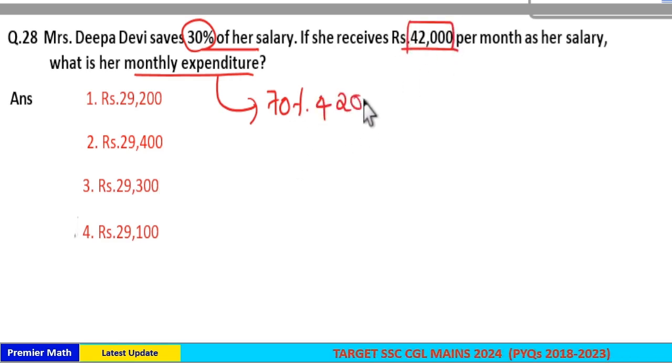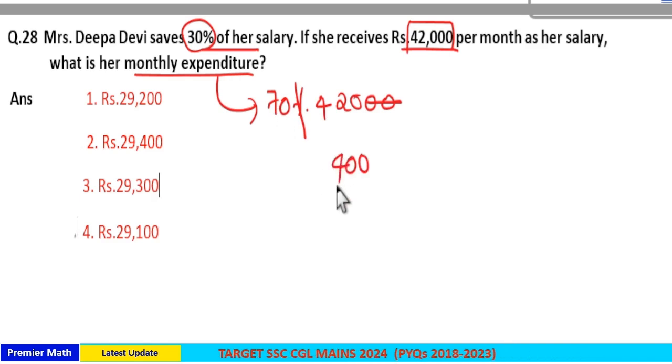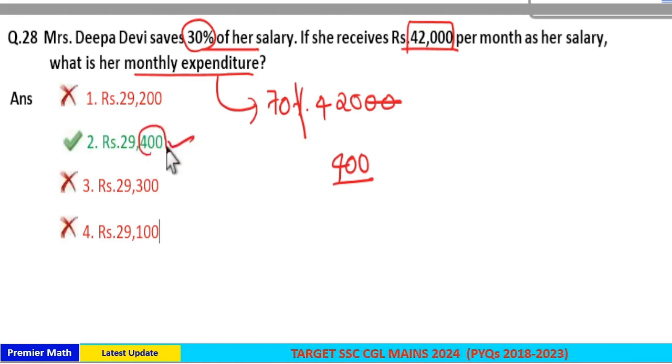So 70% of 42,000 means the 00 and percentage cancel. Now 00 at the end and 2 into 7 is 14. So 400 at the end. If you look at the options, 400 at the end, option 2 is your answer. So her expenditure is 29,400.